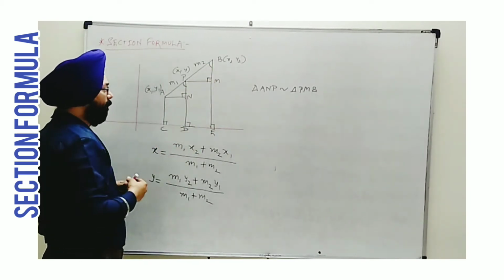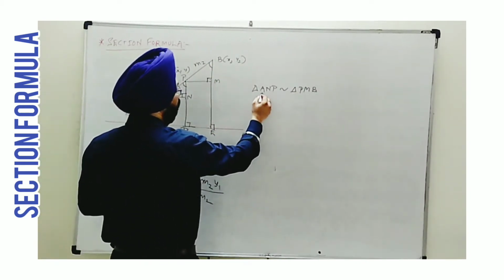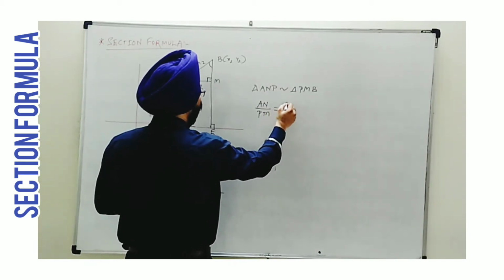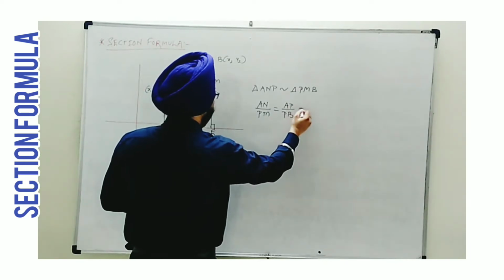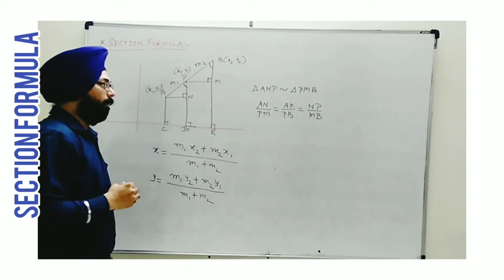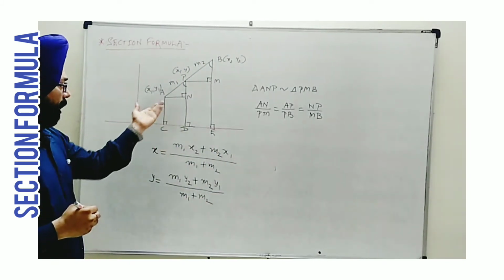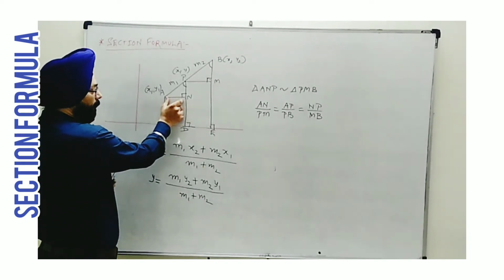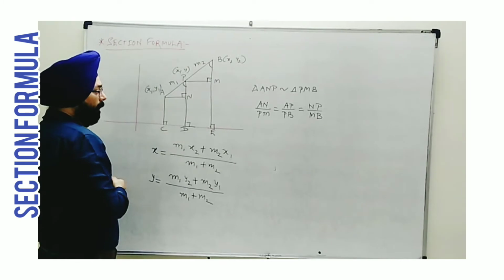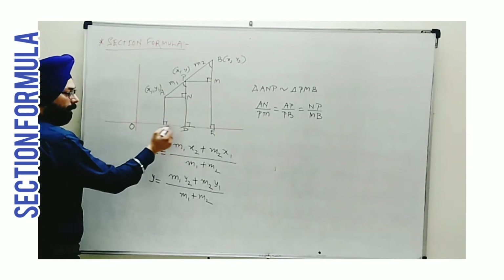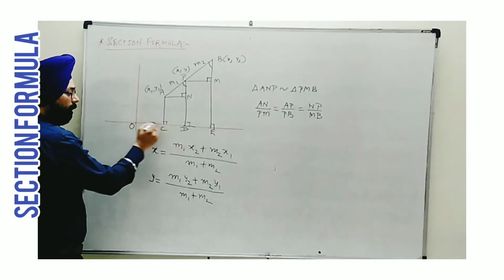So we can say sides are proportional. If sides are proportional, then obviously we can write AN upon PM is equal to AP upon PB is equal to NP upon MB. Now we'll think of these sides with respect to the given condition, like AN. We have to determine its value in terms of the given information. AN, as we see, is equal to CD, and CD is equal to OD minus OC.